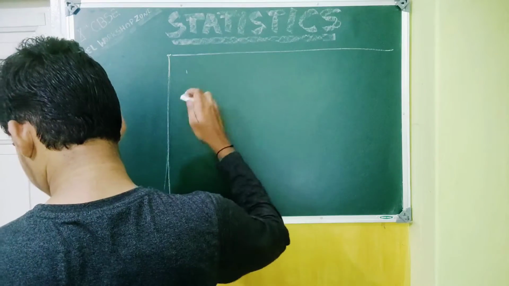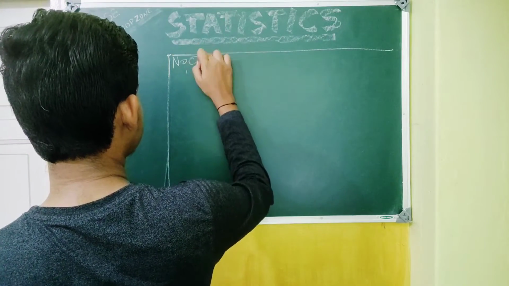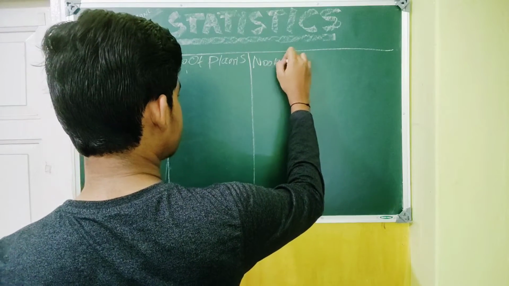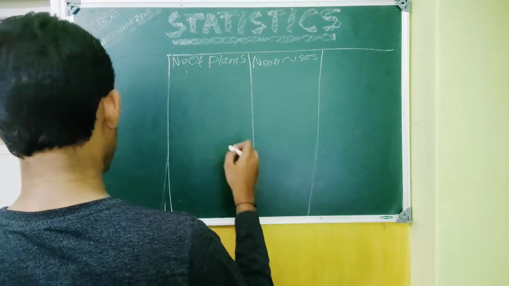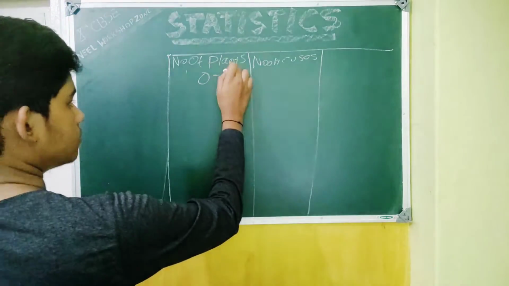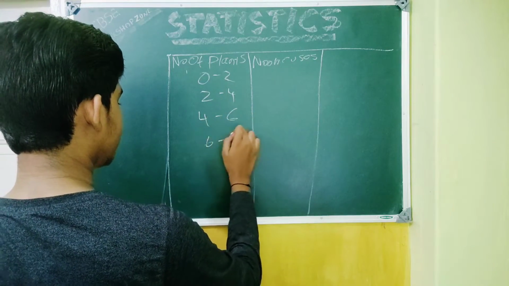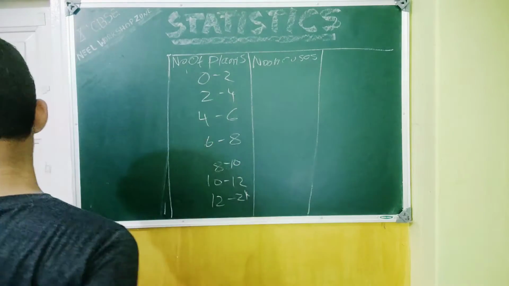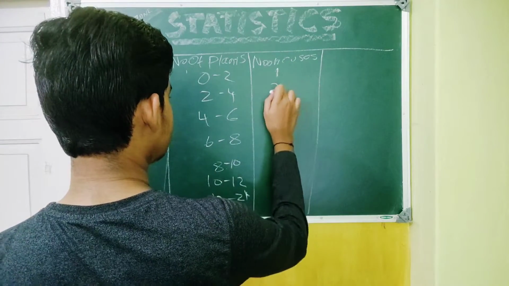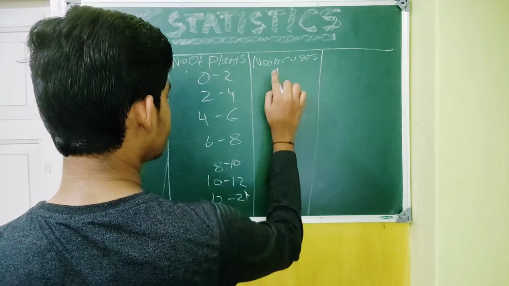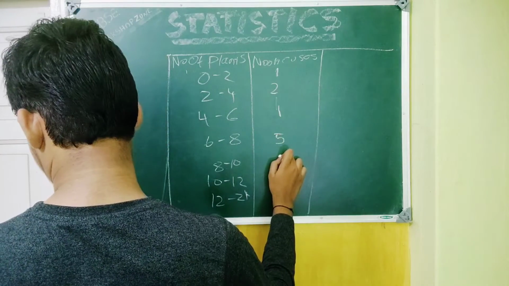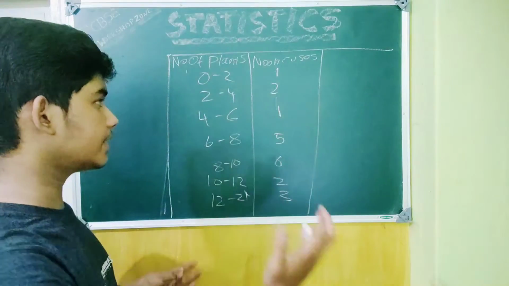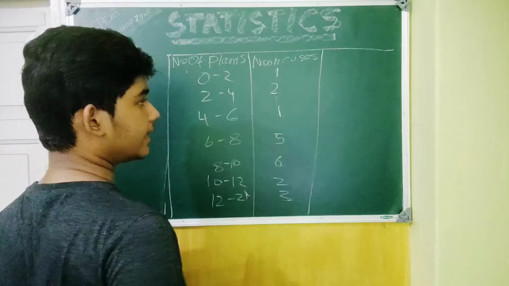And let's just write number of plants, number of houses. Now let's say we write 0 to 2, 2 to 4, 4 to 6, 6 to 8, 8 to 10, 10 to 12, and 12 to 24. And now let's write the number of houses: 1, 2, 1, 5, 6, 2, 3. So now that we have written the question in this table, let's try to find out the mean.